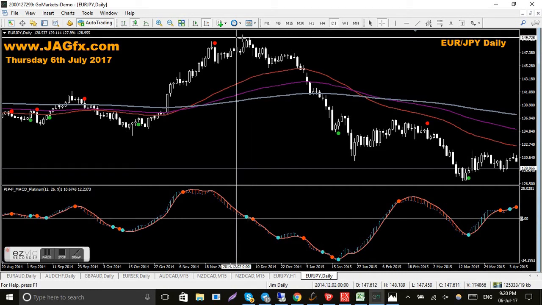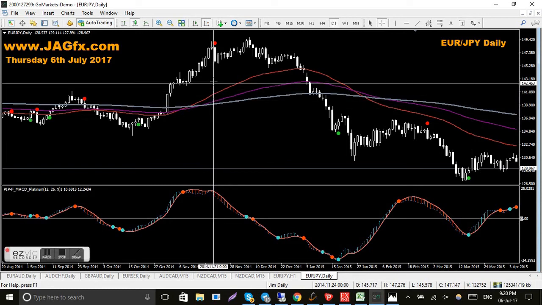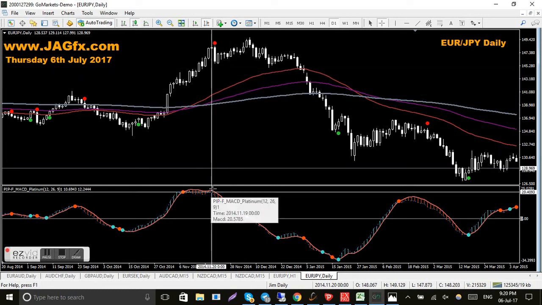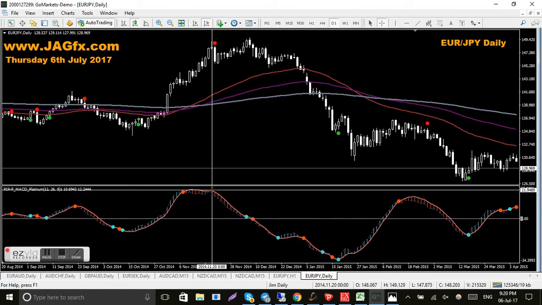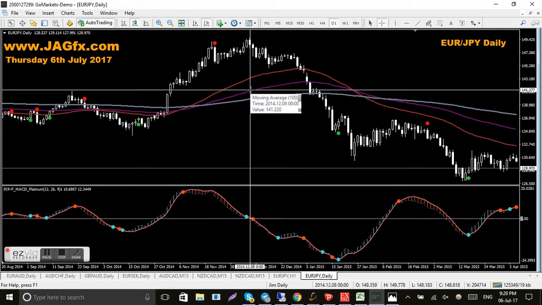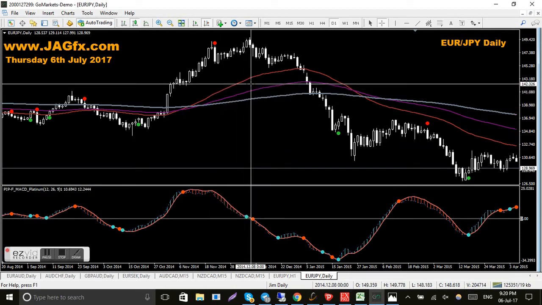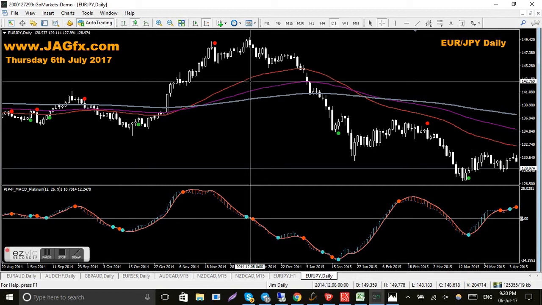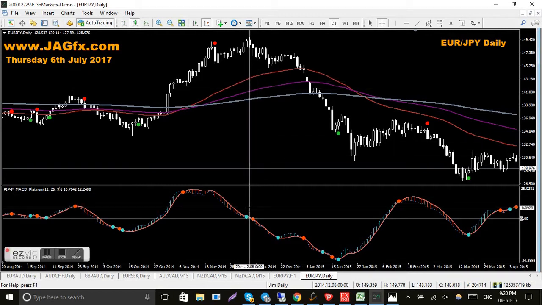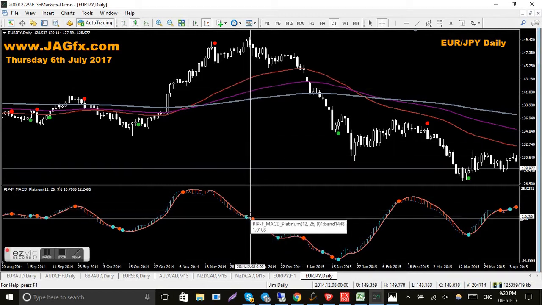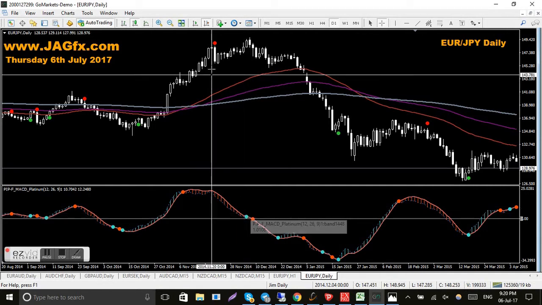So that would have taken your stop out. No big deal, but you see here we've got a high, and basically that red dot is pretty well close to the high of the MACD platinum. Now this new high, look where that is when I put the crosshairs on compared to the MACD platinum. It's all the way down there, between the blue and the red dot. So here you've got divergence.